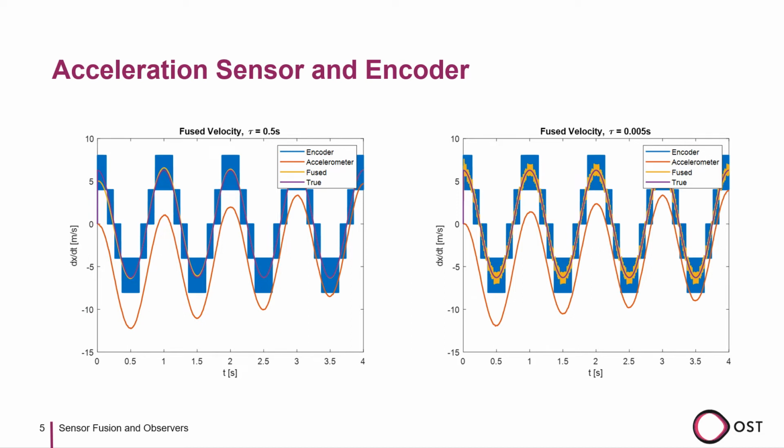If the time constant tau is set to 0.5 seconds, the observed velocity almost perfectly follows the true velocity signal. But if the time constant is set to 0.005 seconds, then the dynamics of the observer is too high and we see some of the discretization error in the resulting velocity signal. On the other hand, if the time constant tau is set to 10 seconds, then the signal is very smooth but does not anymore follow the true signal as well as before.